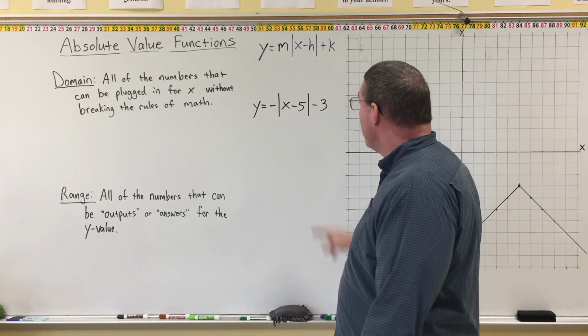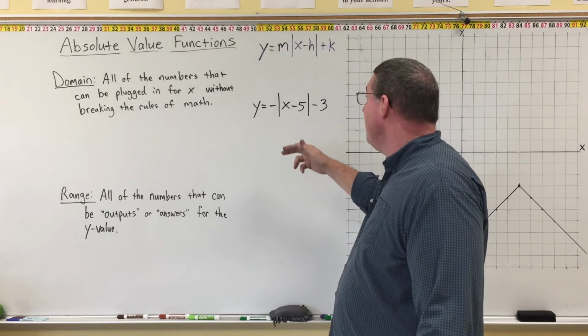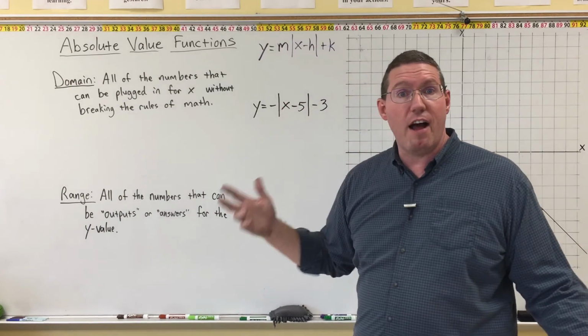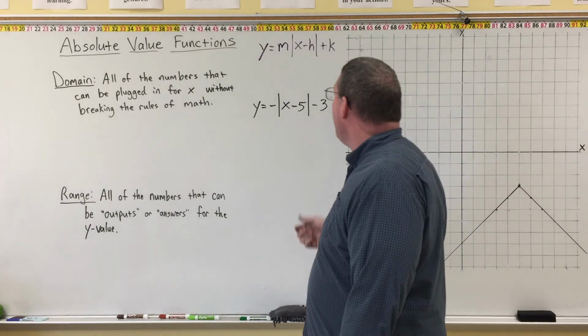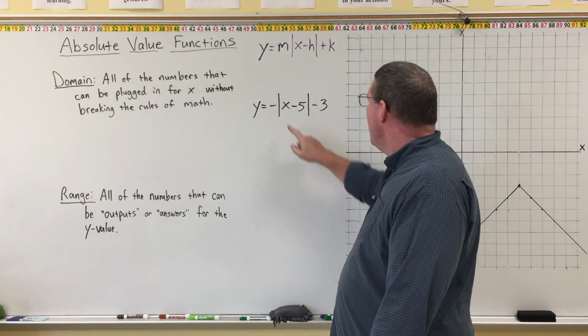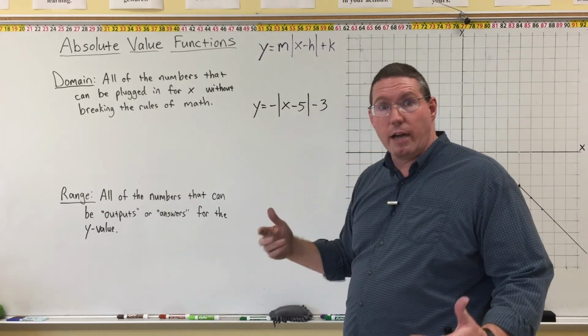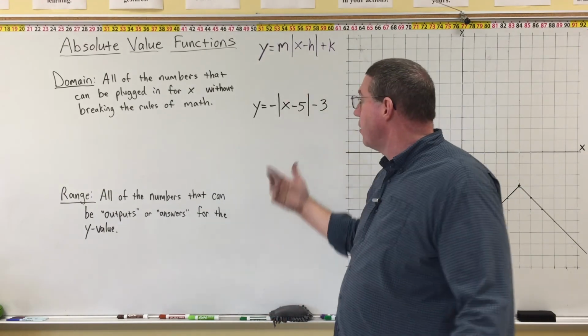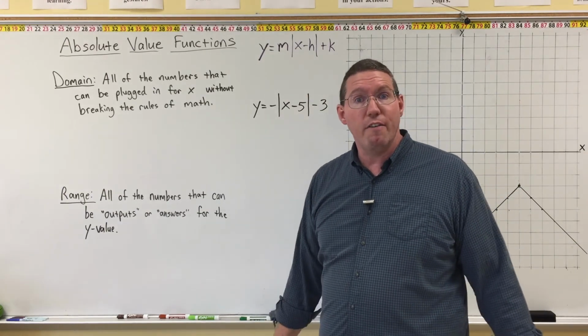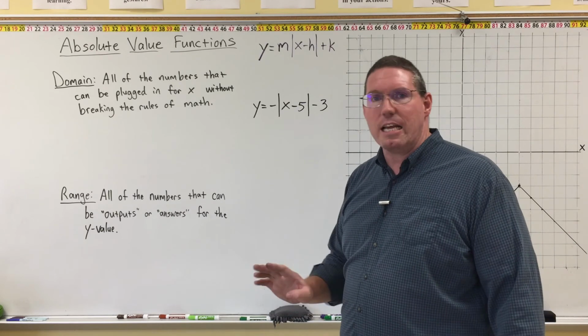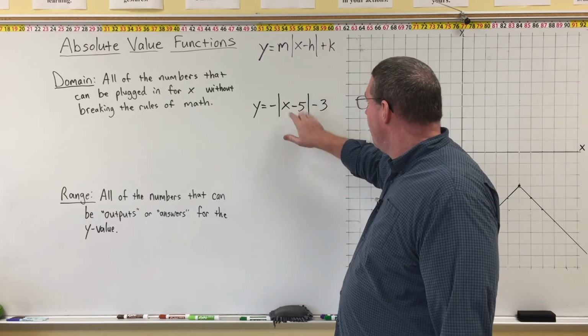Okay, cool. I can also plug 0 in. 0 minus 5 is negative 5. Absolute value of negative 5 is 5. I could plug in positive 1,000. 1,000 minus 5 is 995. The absolute value of 995 is 995. So I can plug any value in for x.